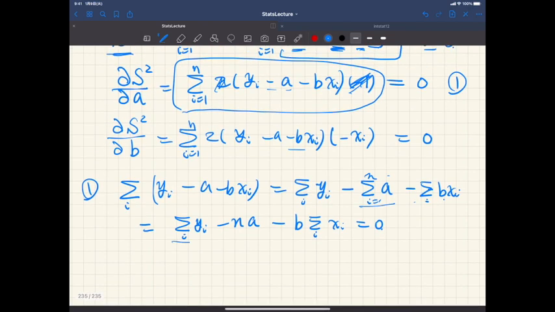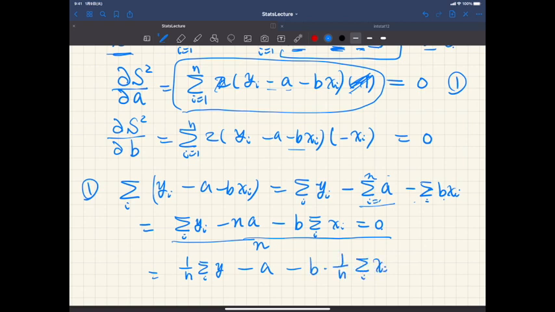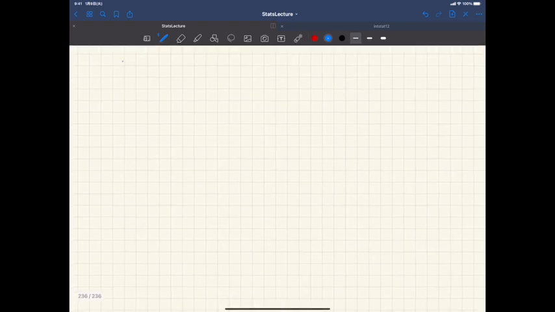Now let's divide everything by n. So we have 1 over n sum of y, this is a, and this is b times 1 over n sum of x, equal to 0. But this is just the sample mean of y, so let's put this as y bar, and this is the sample mean of x, so let's put this as x bar. So after all, we have y bar minus a minus b x bar equal to 0 from the first equation.